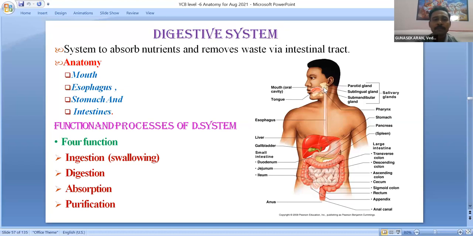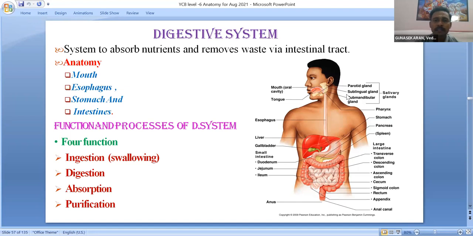For supporting purpose, there are three pairs, which means six glands. Three pairs of glands: parotid gland, sublingual gland, submandibular gland. These are the glands we call salivary glands. These glands secrete saliva. Without saliva, you cannot taste any food. Saliva gives some enzymes, digestive enzymes. Also, it releases a large amount of water.